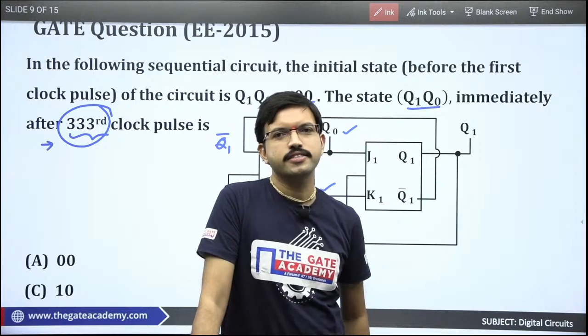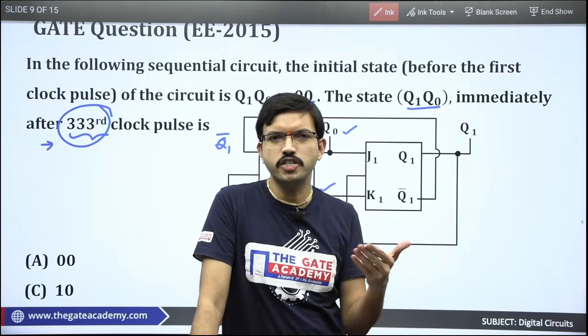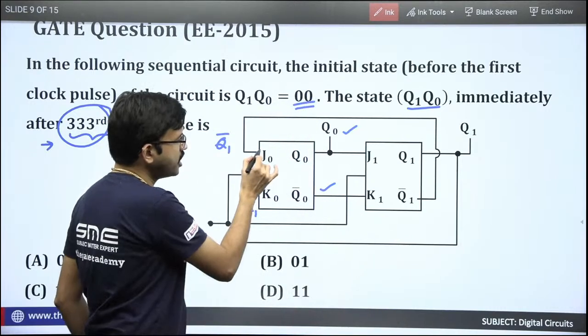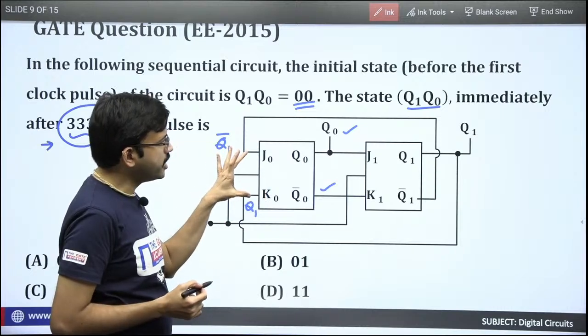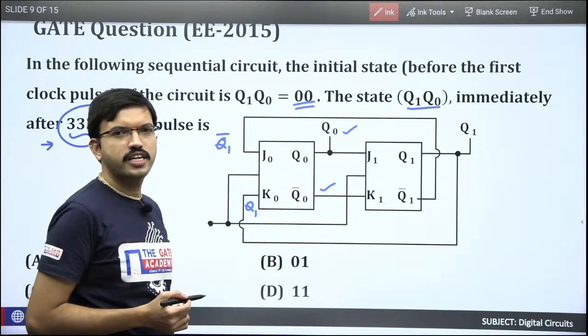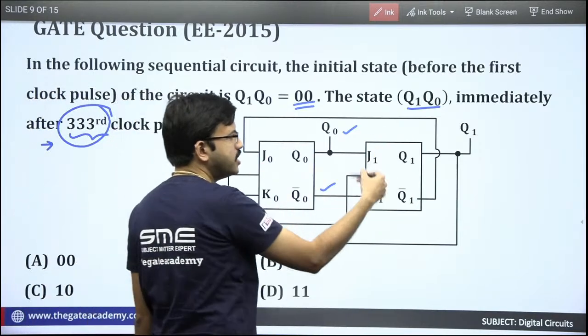D flip-flop, right? In an SR flip-flop, if the S and R inputs are complements of each other, then the SR flip-flop will become a D flip-flop. In a similar way, in the JK flip-flop also, if the J and K inputs are complements of each other, then the JK flip-flop will become a D flip-flop. Okay. So this is one D flip-flop, this is another D flip-flop.